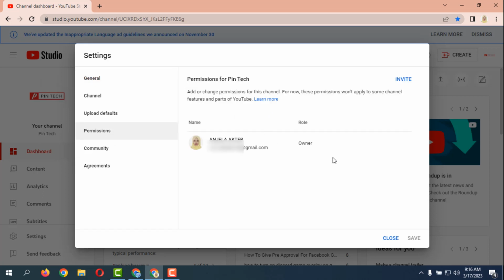and see the interface. If you see this type of interface, like invite and permission, and if you see the owner here, that means this is the personal account.